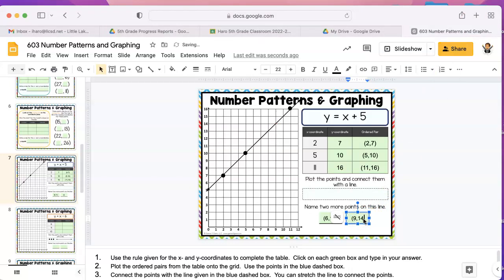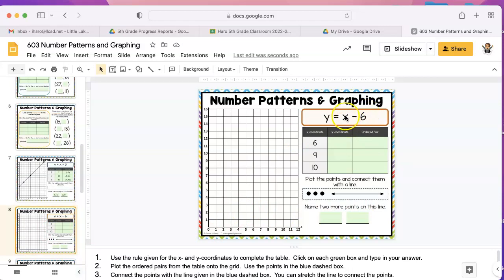y-axis 14. Ta-da! You're done with this slide. Now you gotta do this one. Use a formula. Remember, plug in these numbers instead of x. Then plot the points. Line them up. Come up with 2 more on the points.